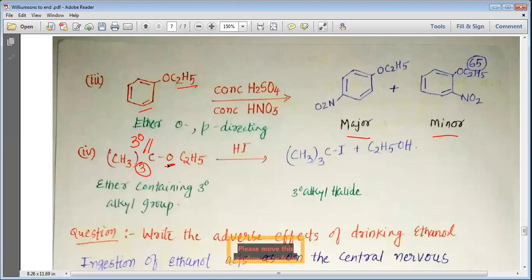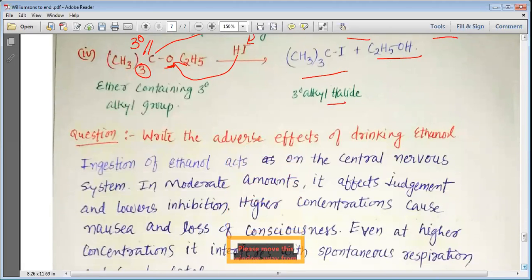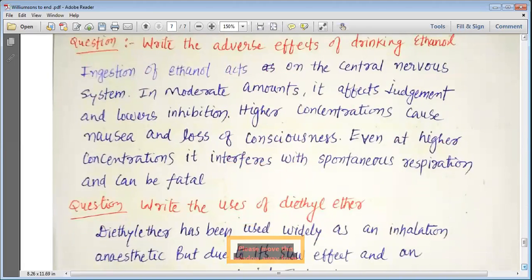When there is a tertiary group present in the ether, this carbon combines with the iodine and this hydrogen combines with the oxygen. So you will get ethanol as one of the products and tertiary alkyl halide as the other product here. Then we'll study the next question.